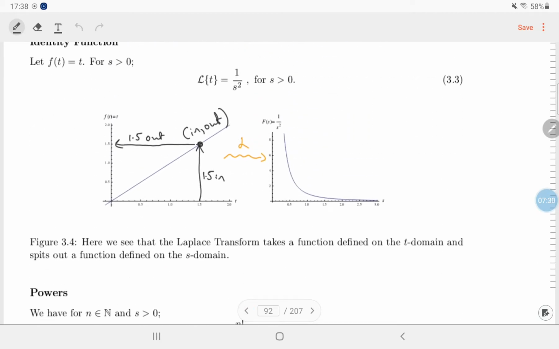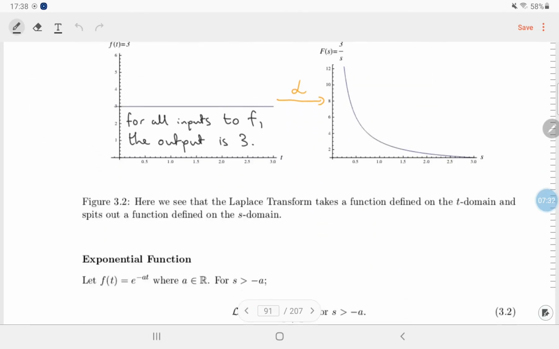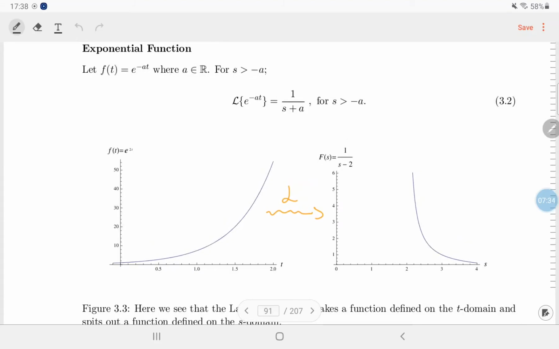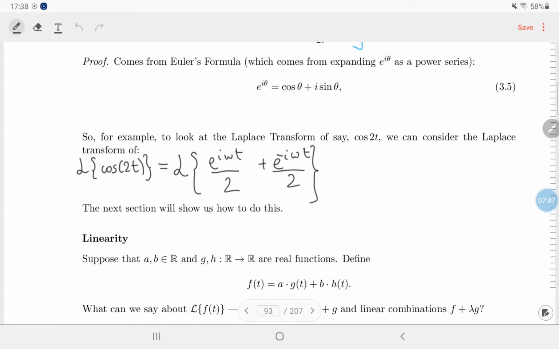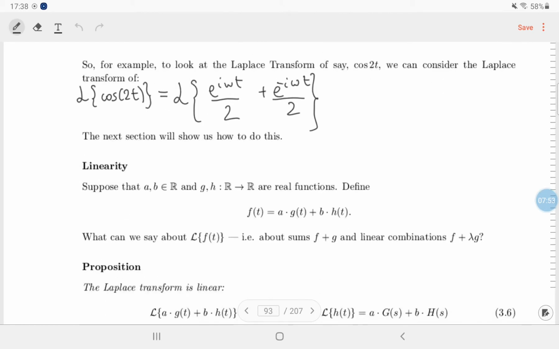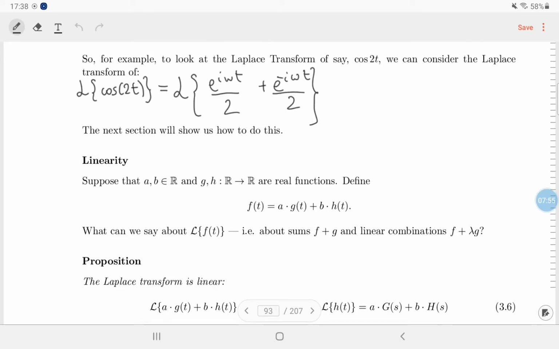Going back here, this actually works with a being a complex number, you can show. So if I want to do the Laplace transform of cos, I can turn it into a sum of exponentials, and now I've got what's called linearity, which tells you that if you've got a sum, you can do it term by term fixing constants.